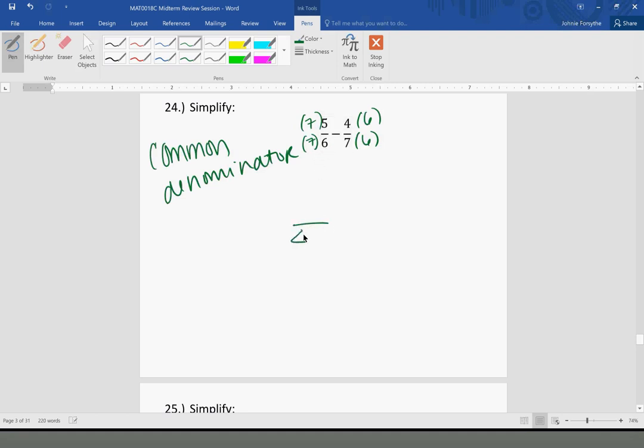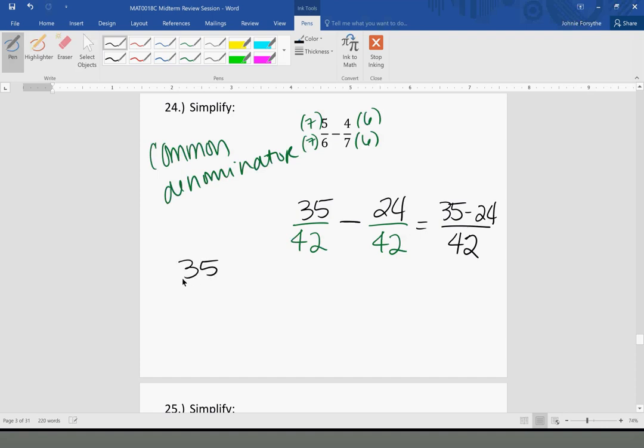That's going to create 7 times 6 is 42 in both denominators. And then now 7 times 5 is 35. 4 times 6 is 24. And so once you get those common denominators, you keep that denominator and then just combine the top. 35 minus 24. And so we can do that on the side. 5 minus 4 is 1. 3 minus 2 is 1. So your answer will be 11 over 42.